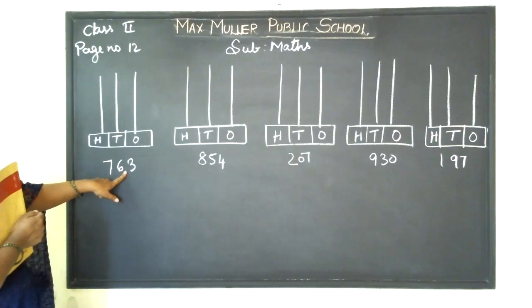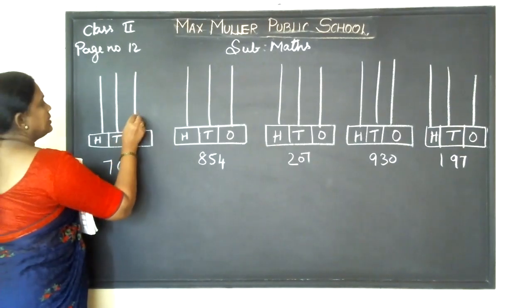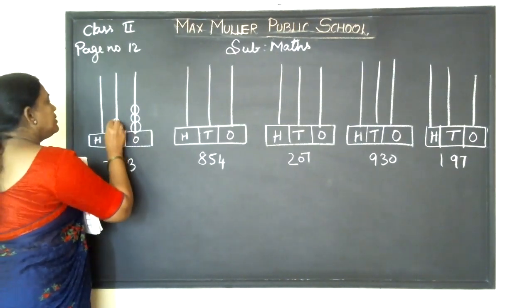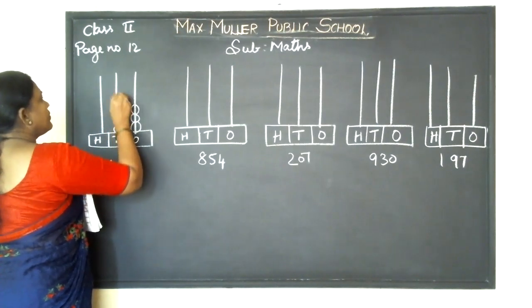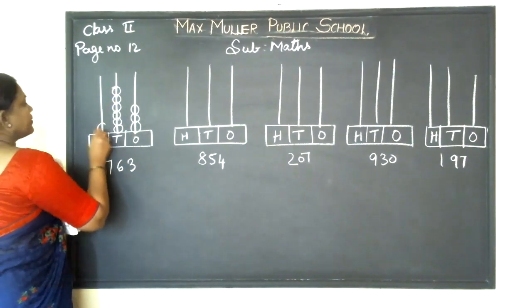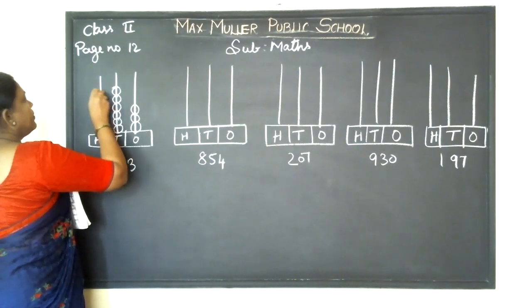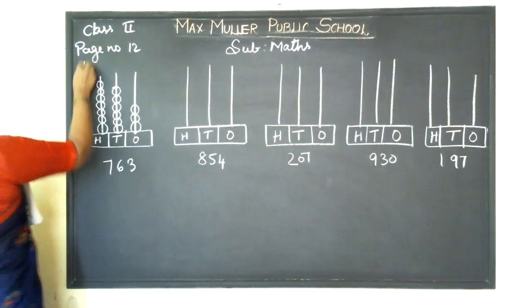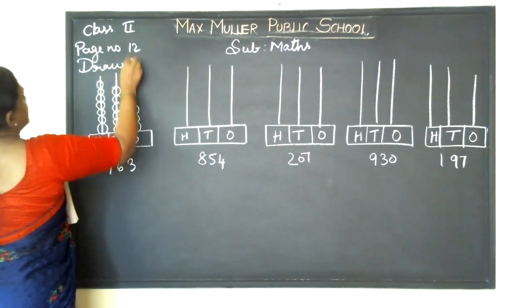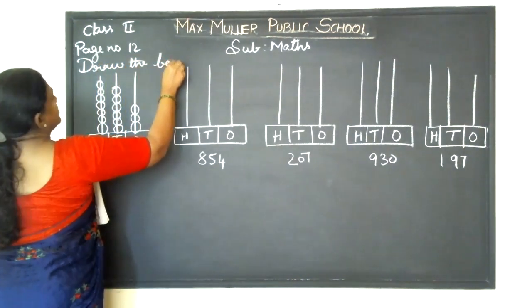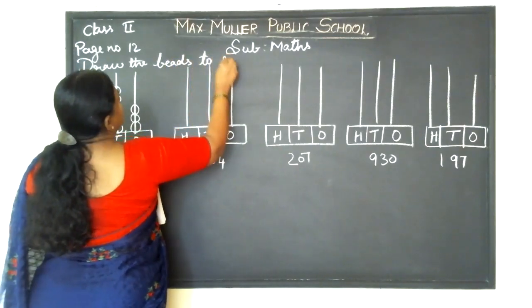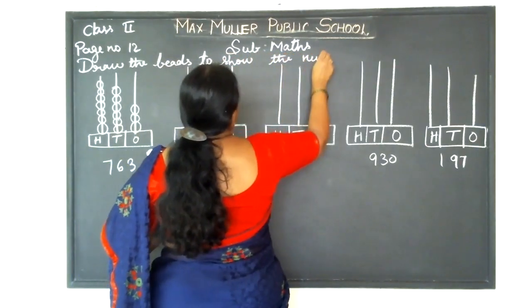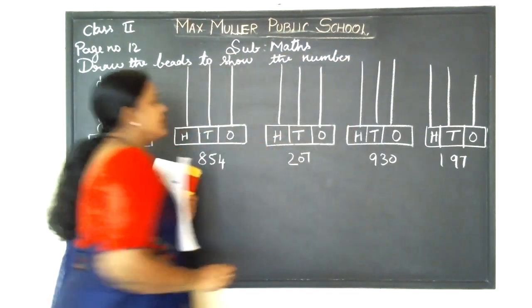In the first spike, how many beads will be there? 3. 1, 2, 3. In the tens place, 6 is there. So 6 beads. 1, 2, 3, 4, 5, 6. Here 7. 1, 2, 3, 4, 5, 6, 7. Draw the beads to show the number.